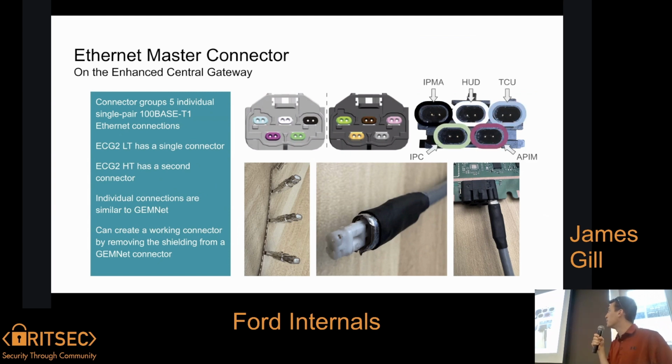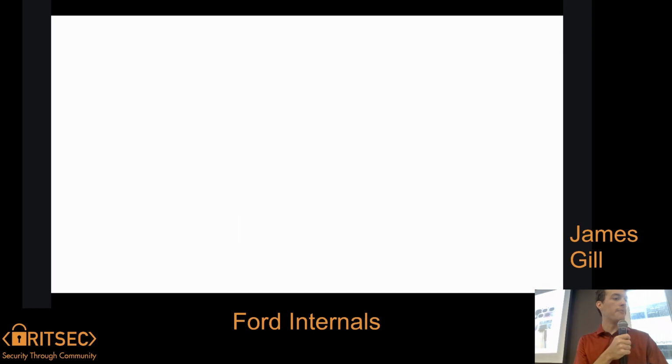Probably spending a bit too long on little details, but there are modules connected to Ethernet. You have the IPMA, the image processing module. The APIM is what they call the thing that does the infotainment on the dash. TCU is the thing that has cellular. You get the point, right?